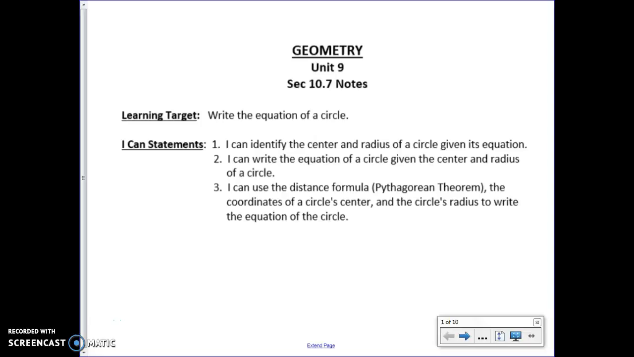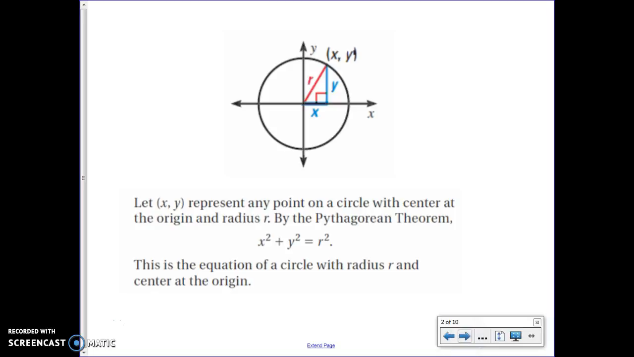Hey guys, for this next set of notes we are looking at drawing circles within the coordinate plane. So it says let x and y represent any point on a circle with the center at the origin and a radius of r. By the Pythagorean theorem we have this information. X squared plus y squared equals r squared.